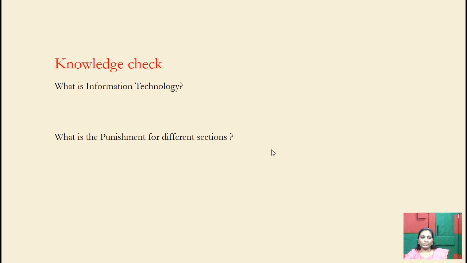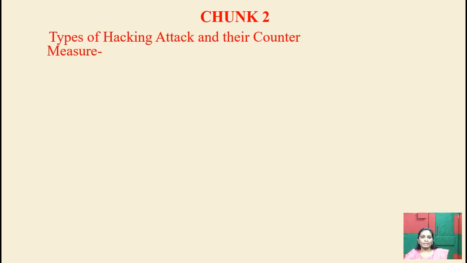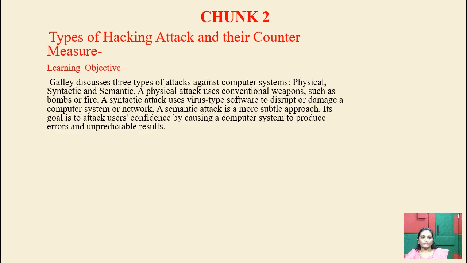In this, we covered what information technology is and the different punishments under the different sections. Next, types of hacking attacks and their countermeasures. Galley discusses 3 types of attacks against computer systems. Computer systems have different types of attacks. In that, the 3 types of attacks are physical, syntactic and semantic.